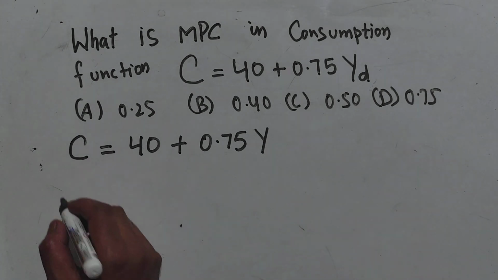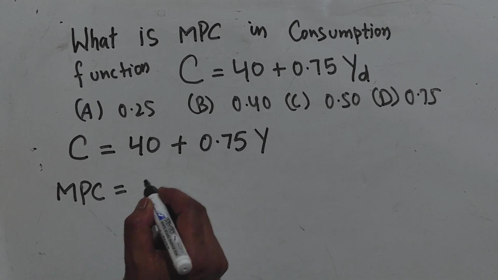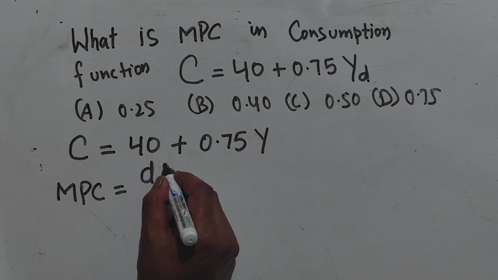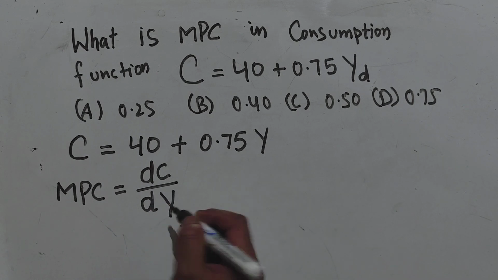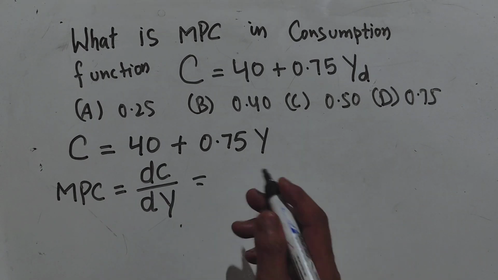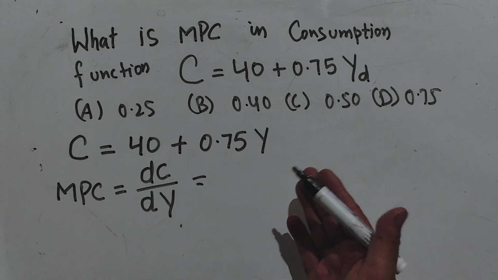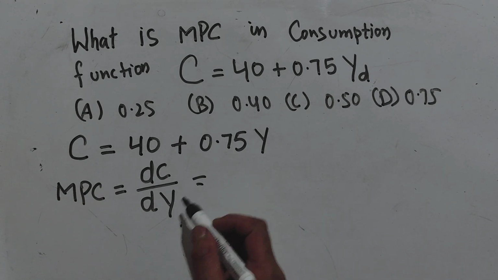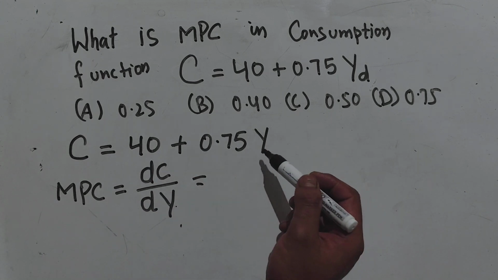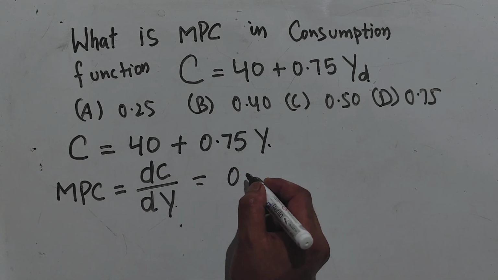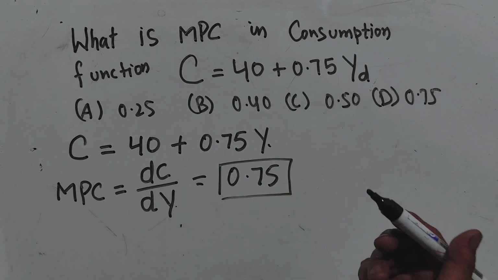Okay. Now, what is marginal propensity to consume? Marginal propensity to consume is equal to the change in the consumption due to the change in the income. Okay, how much our consumption changes when there is 1 unit or 1% change in our income. That is the derivative of this function with respect to Y. Derivative of a constant is 0, derivative of Y is 1, so we are left with 0.75. In fact, 0.75 is our marginal propensity to consume.